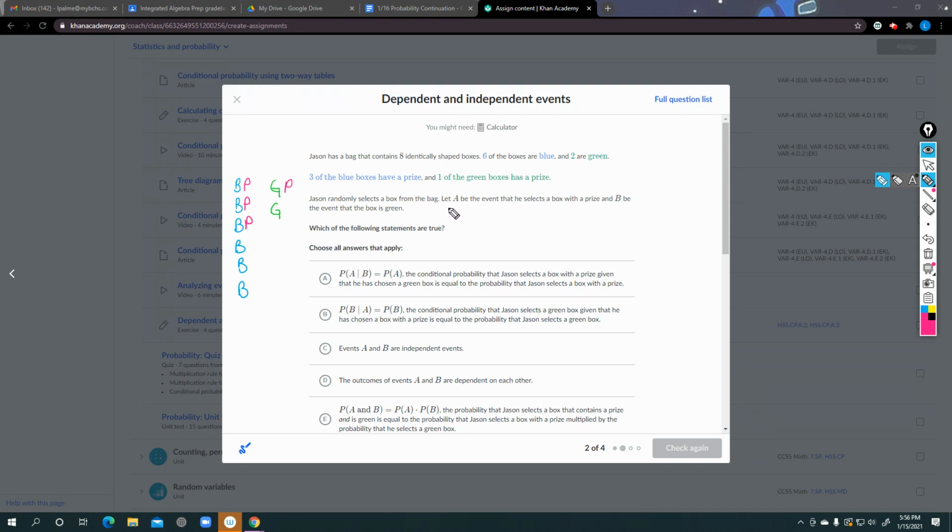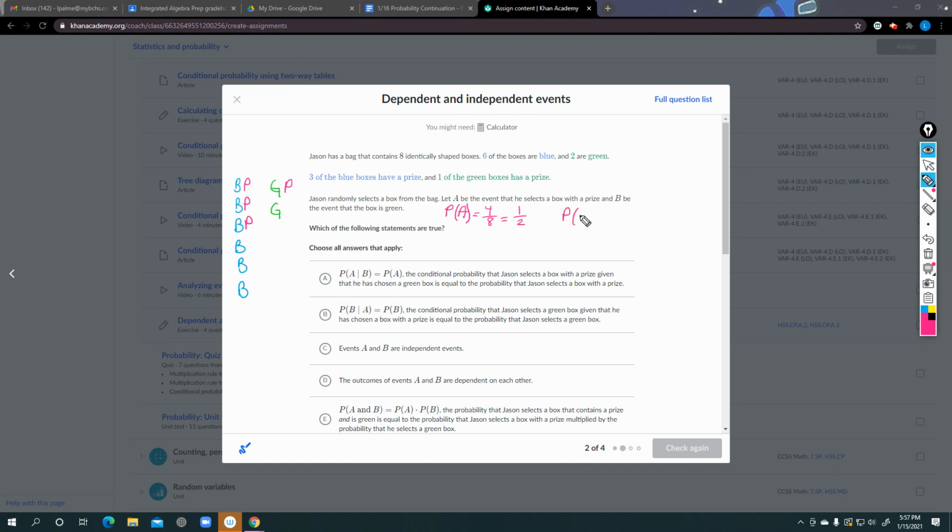Let A, so we're going to say probability of A, be the event that he selects a box with a prize. So out of all our boxes in the bag, 4 of those boxes out of the 8 total have a prize, and that can be simplified to 1/2. So it's like a 50% chance of picking a box with a prize in it.